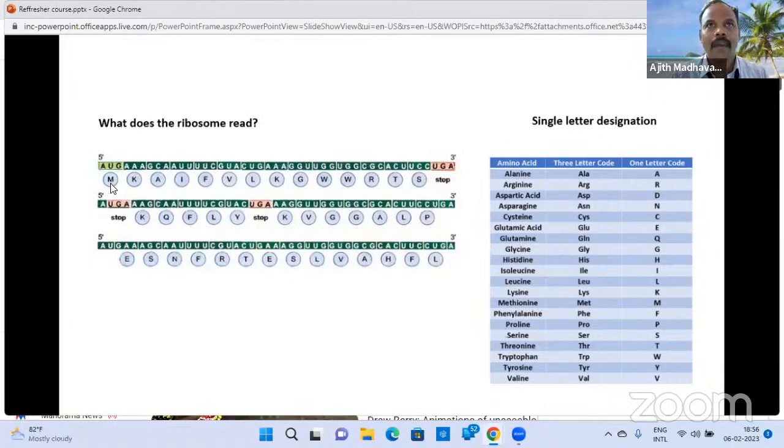Does the ribosome read one letter at a time? No. If it reads one letter at a time, it has only information for 4 amino acids because you have only adenine, thymine, guanine, and cytosine.